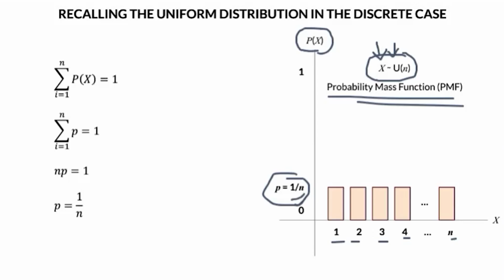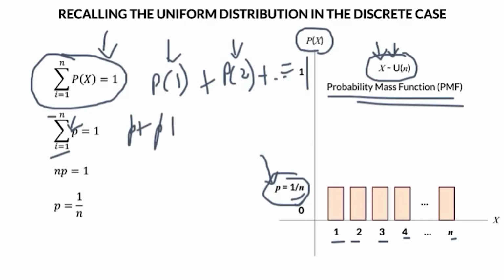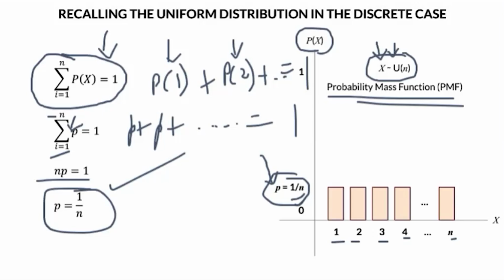Now how did we get this 1 by n value? Look at the set of equations on the left. It's very simple, right? You just take the sum of all the probabilities of the events. Probability of 1 plus probability of 2 and so on and so forth, and we know that the summation should be 1. But we also know that each of these probabilities are equal. Let's call it P. So summation of P from i equal to 1 to n should be 1. This means P plus P plus P and so on, n times should be equal to 1. So n into P is equal to 1, P is equal to 1 by n. Very, very simple. This is the discrete case.